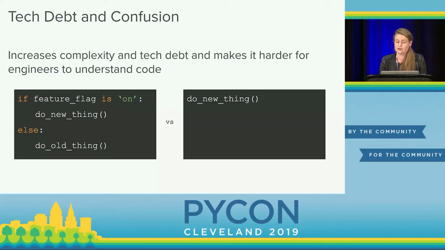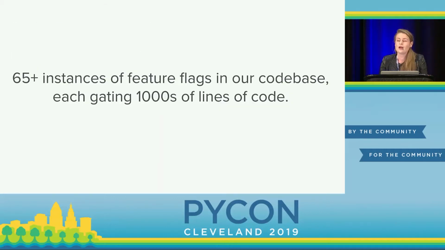So if we take a look at these two code snippets from before, the one on the left is 4 times as long, obviously, so it's a little bit harder to read. But even all the smart people in this room can really not tell me what the thing on the left is doing, right? We don't know the state of the feature flag, so nobody in this room can tell me what it's going to do. Meanwhile, for the code snippet on the right, everybody knows it's going to do the new thing. Great. So we are increasing the complexity and tech debt and making it harder for our engineers to understand the code. And not only that, I took a look at our own code base to find some feature flags, and I found we have over 65 instances of feature flags being called, and a lot of those are gating thousands of lines of code, right? So this is a pretty big issue.